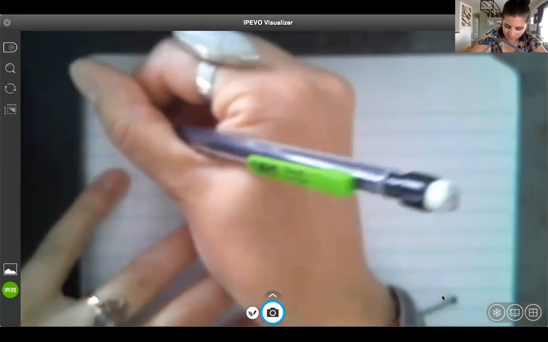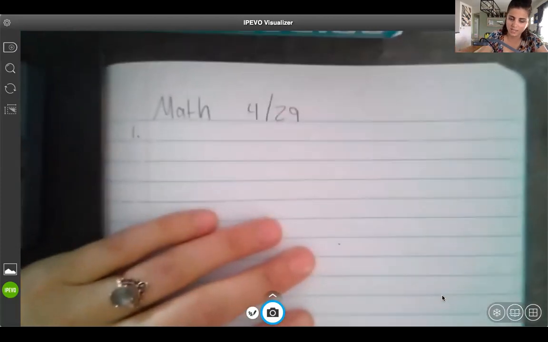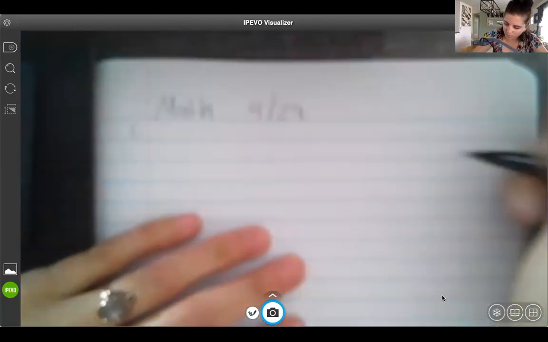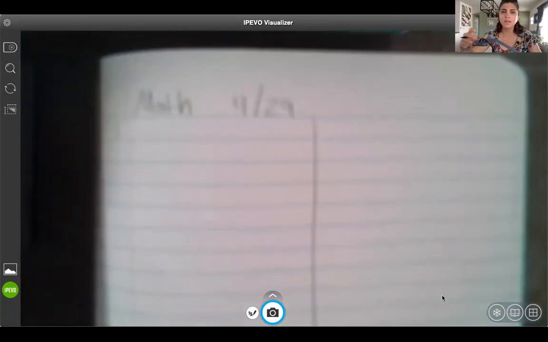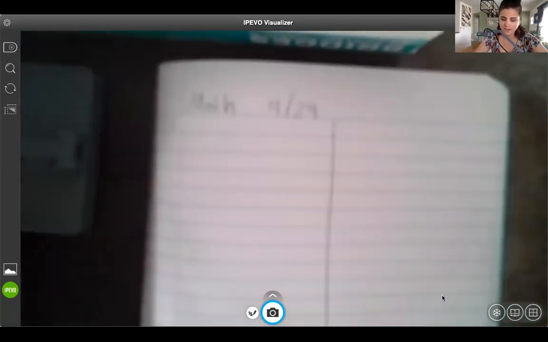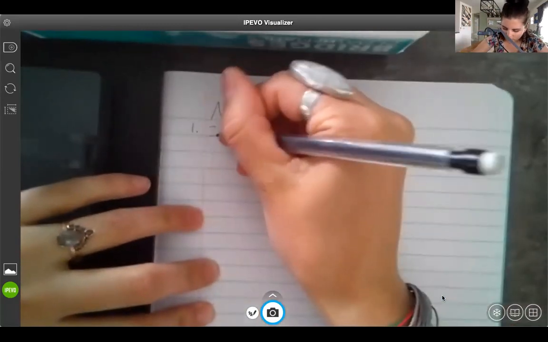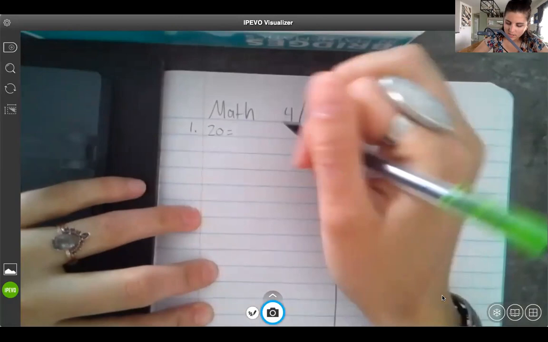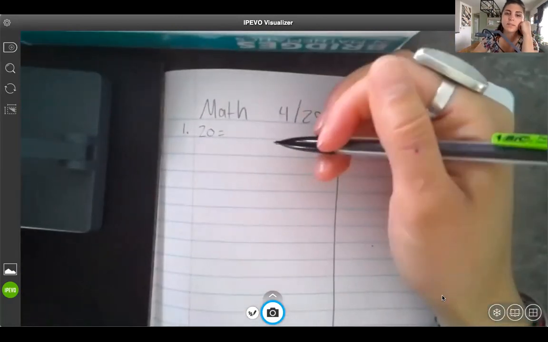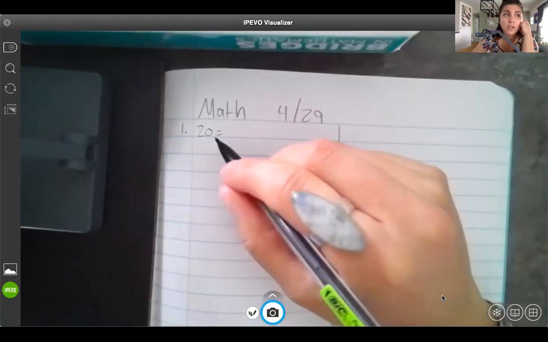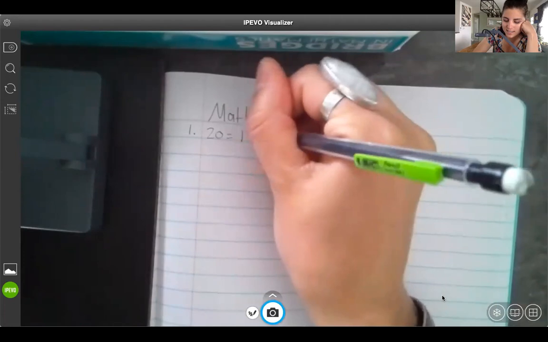All right, so number 1, we're going to make some combinations to 20. So remember, we're going to make a line down the middle of our paper. Please make a line down the middle of your paper. And let's make some combinations to 20. So I'm going to say 20 equals. 20 equals, so let's pick some numbers. You can either pick 20 or any number less than 20. I'm going to pick 17 today.